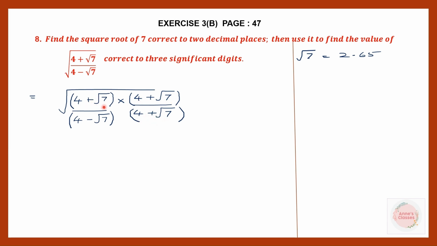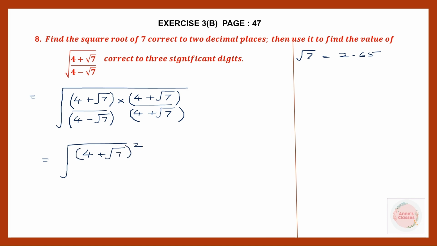Now look at this, 4 plus root 7 into 4 plus root 7. So what does that become? That becomes 4 plus root 7 the whole square, which I'm going to write here, because we're multiplying it twice. See, here we have 4 plus root 7 into 4 plus root 7, that is twice, isn't it? So I have put the whole square.